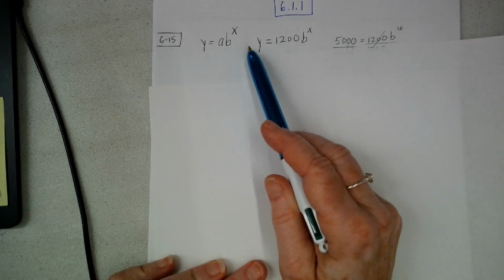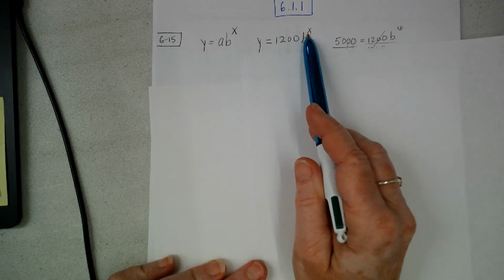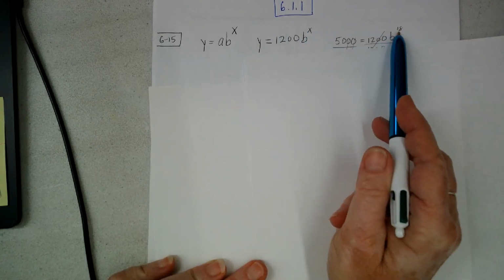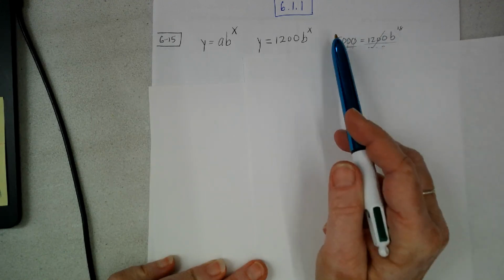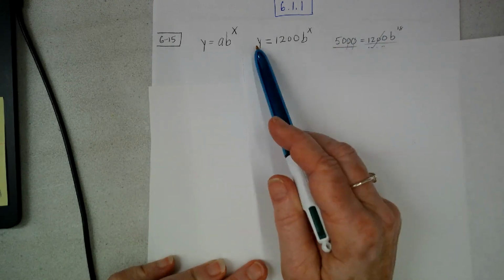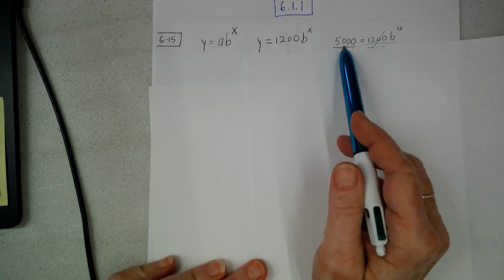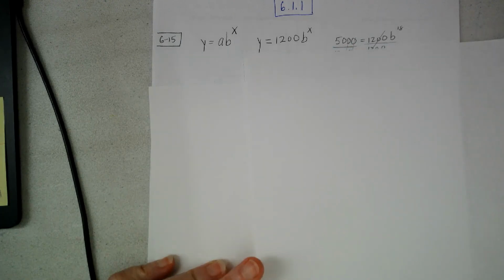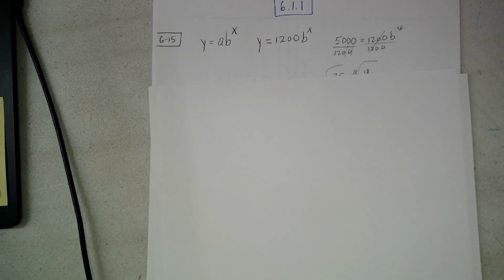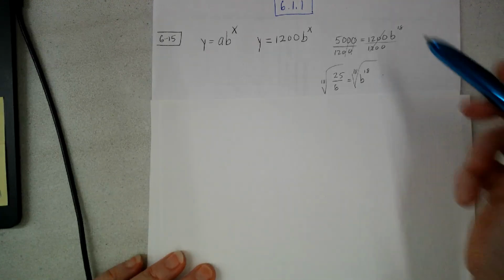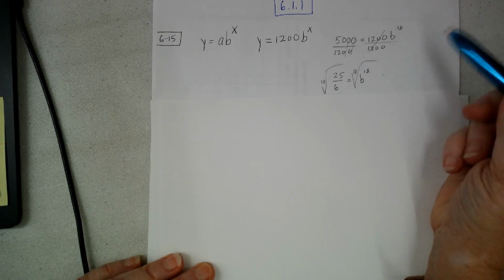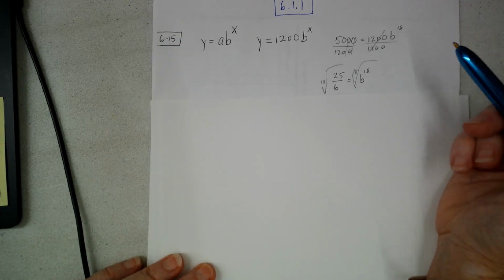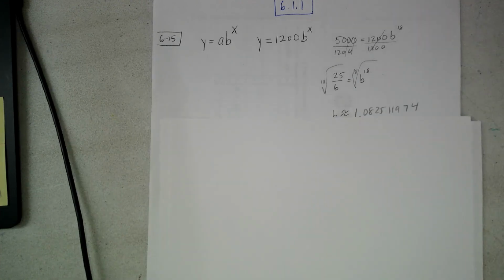And then I wanted a y and an x, and since it was her 18th birthday, I put 18 for the time, because that's how many years. And I put the 5,000 for y, because y is the amount of money you'll have. And then I divided both sides by 1,200, and then I 18th rooted both sides. You could also raise both sides to the 1/18th power if that's easier on your calculator.